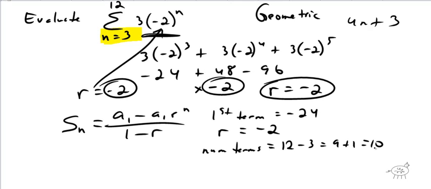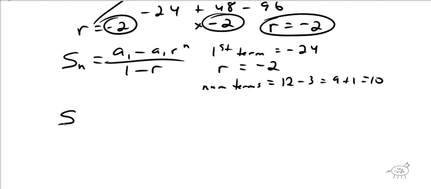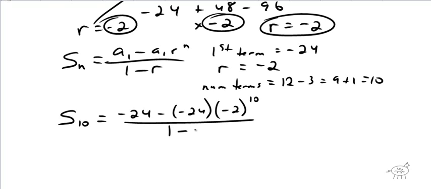Okay, so let's cursor down here a little bit. So really there are 10 terms. S sub 10 is equal to a sub 1, which we said is negative 24, the first term, minus, so be careful of parentheses here, negative 24 times negative 2 to the 10th power over 1 minus negative 2. Lots of parentheses, math fans. You can hit equals in the top, whatever you want to do. But if you type all that in your calculator, you get 8,184. Okay, so that's pretty easy.